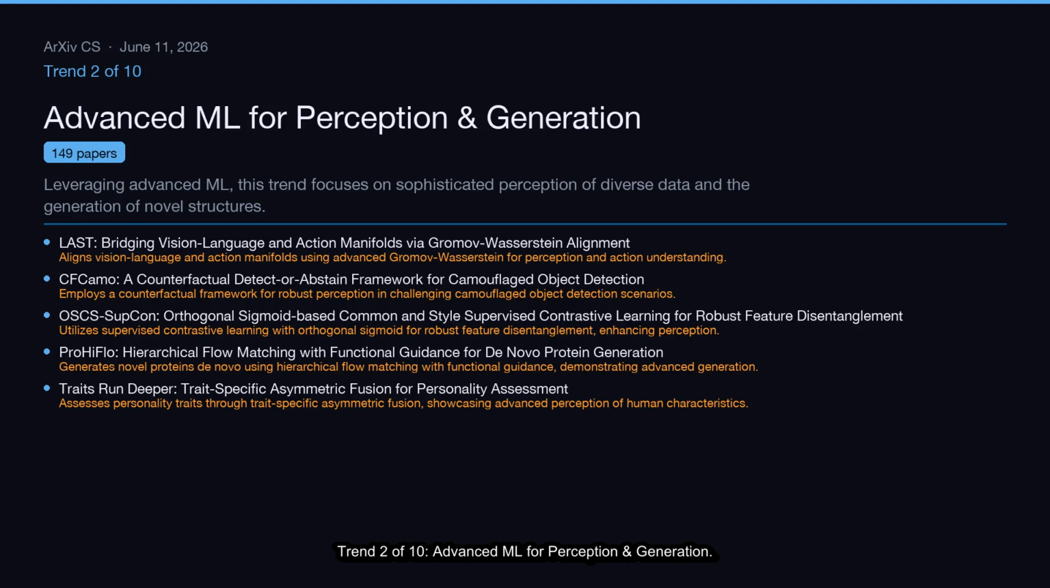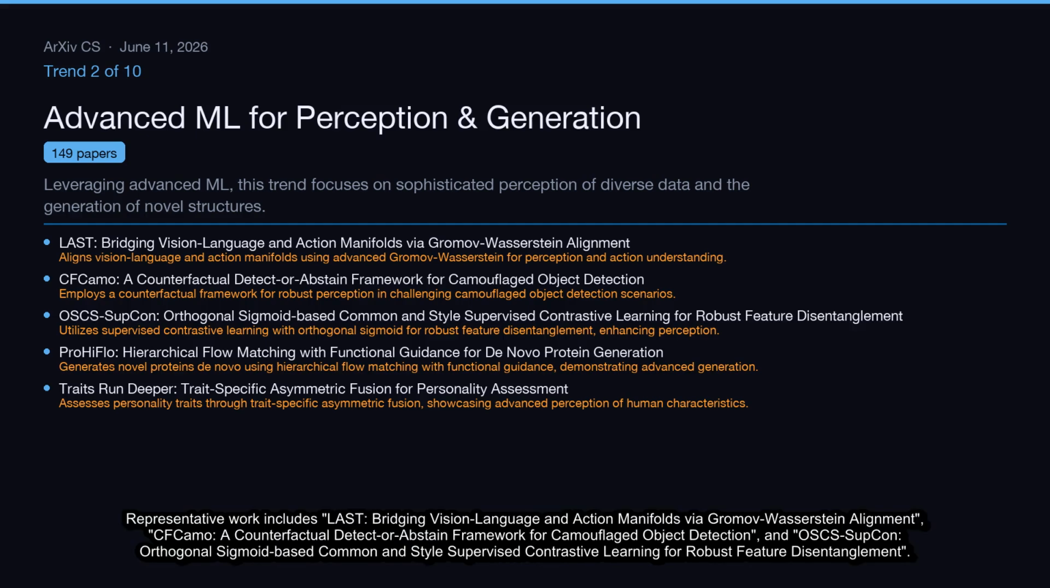Trend 2 of 10. Advanced ML for perception and generation. Leveraging advanced ML, this trend focuses on sophisticated perception of diverse data and the generation of novel structures. This cluster covers 149 papers. Representative work includes LAST, bridging vision language and action manifolds via Gromov-Wasserstein alignment, CFCAMO, a counterfactual detect or abstain framework for camouflaged object detection, and OSCS subcon, orthogonal sigmoid-based common and style supervised contrastive learning for robust feature disentanglement.